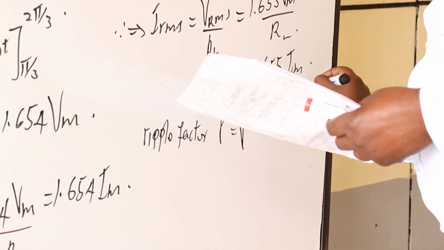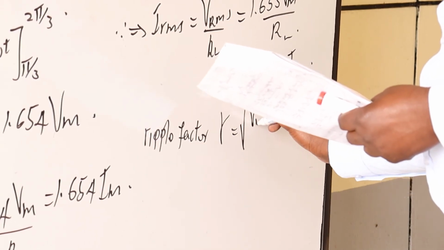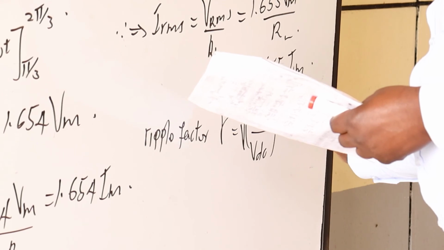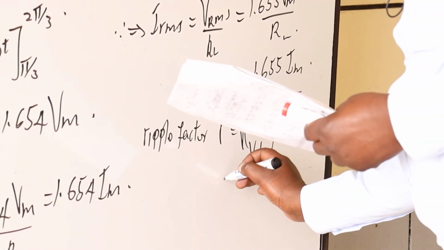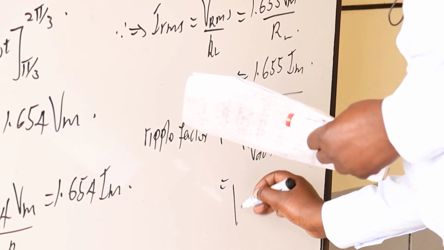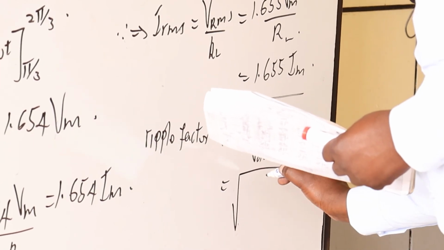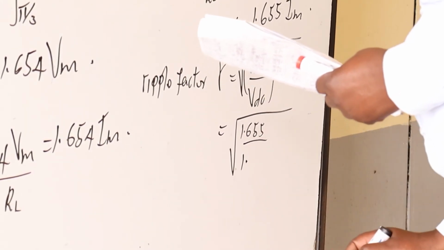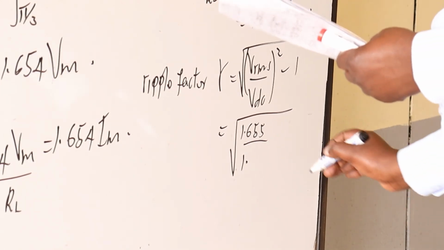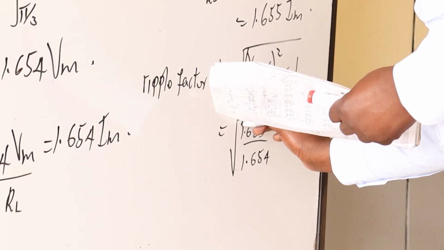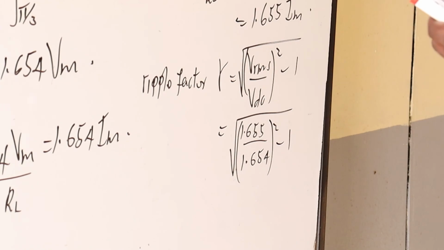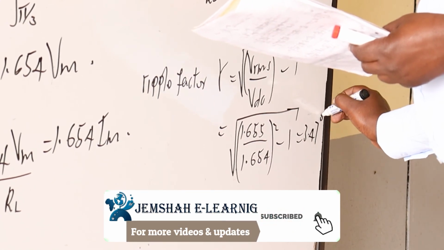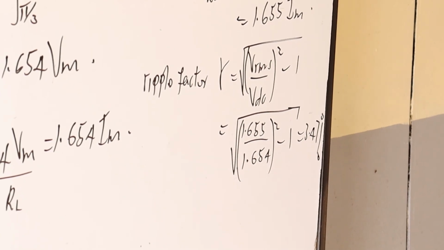Ripple factor is the square root of VRMS all over VDC, we square, we subtract 1, which you can have the square root of 1.655 all over 1.654, squared minus 1, giving 3.47%.